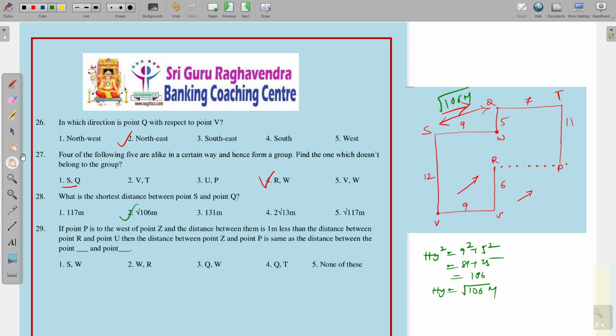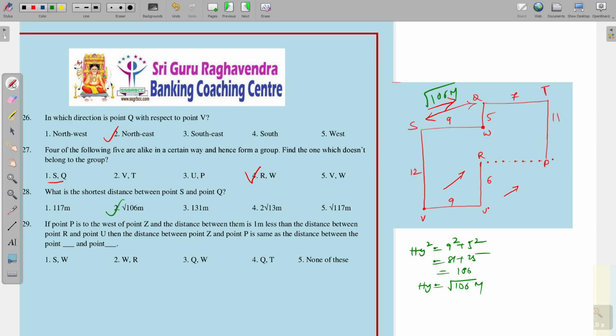Question 29: point P is to the west of Z and the distance between them is 1 meter less than the distance between R and U. R and U is 6 meters. So P is west of Z and this distance is 1 meter less than that, so it is 5 meters. The distance between Z and P is the same as the distance between which two points? Only Q and W have 5 meters. The answer is option 3.